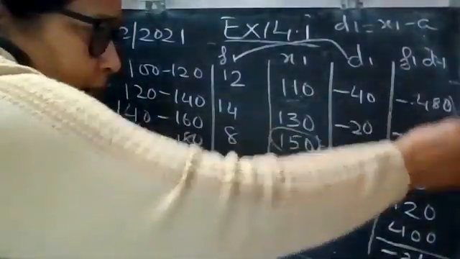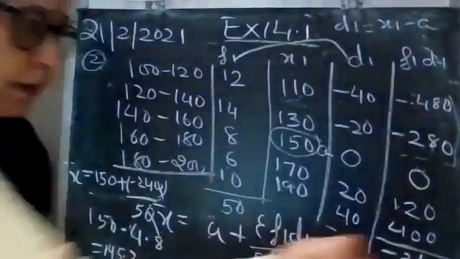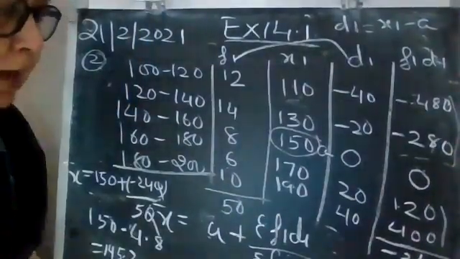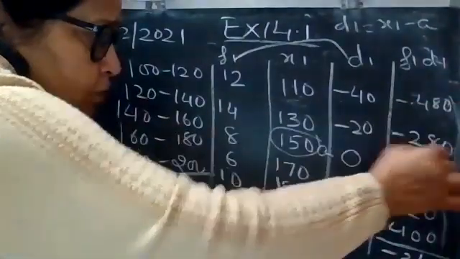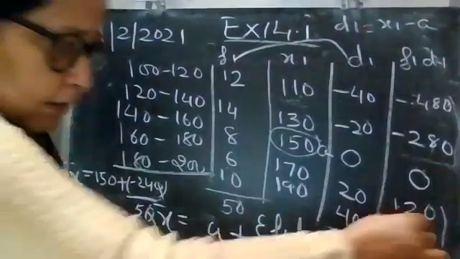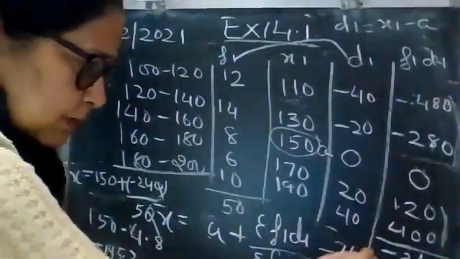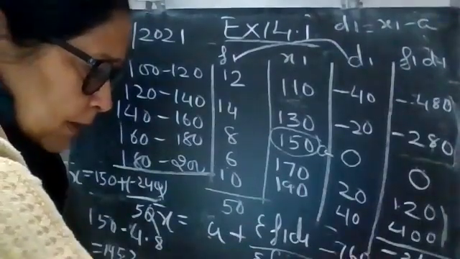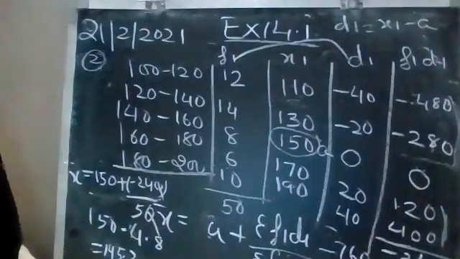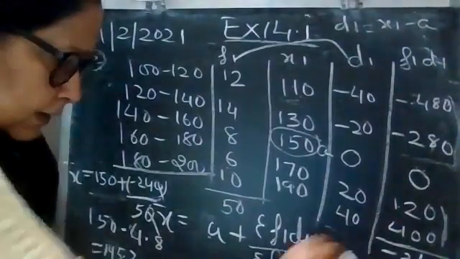Now we will add the negative fidi values separately and the positive fidi values separately. After addition of these two, it will come minus 760 and 520. Then we do minus 760 plus 520, and the result of this will be minus 240. Now we have come to know the sigma fidi.